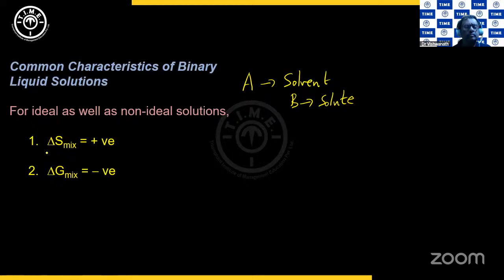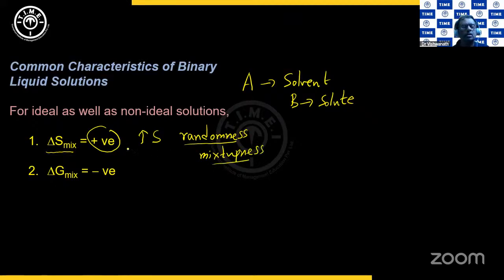Entropy of mixing: when you mix the two components A and B, you're going to have a positive entropy, means there is an increase in entropy because entropy depends on randomness. And when you mix solutions, there is more randomness. Entropy is also related to what is called mixed-upness. Whenever you mix any two things, the entropy is going to rise. So entropy increases in A mixing with B.